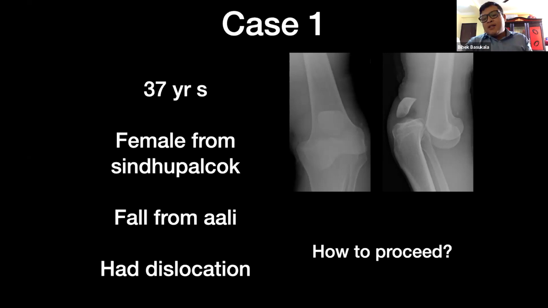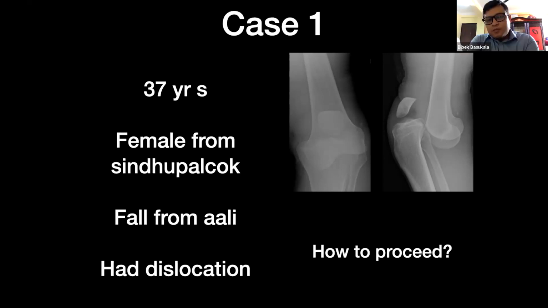So this is the dislocated knee on X-ray. Yes, so this knee was reduced. So how to proceed? Where was this patient from? This patient is from Sindhupalchuk.